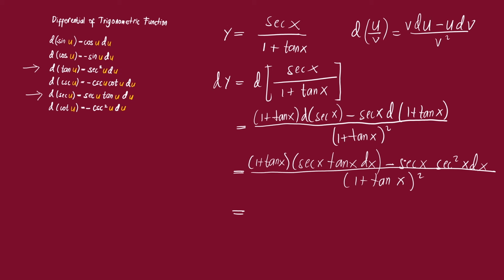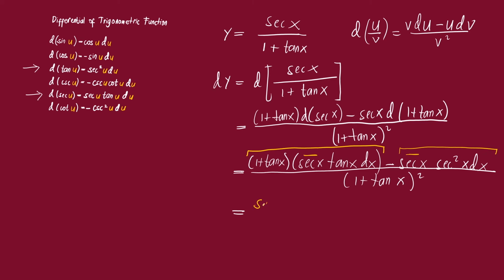Now, as you can see, there are two terms, and each term contains secant x. On the numerator, this is the first term, and this is the second term. There are two terms, and each term contains secant x, this one and this one. So we can factor that out. We can factor out secant x.